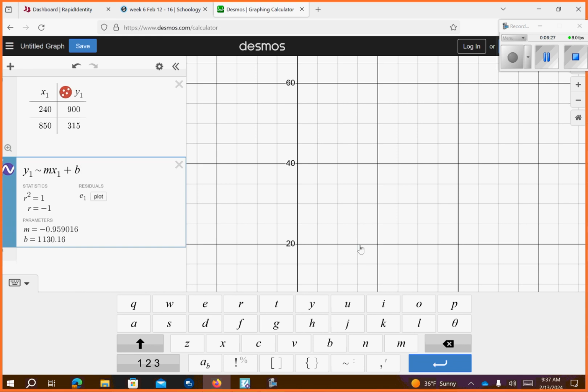If you look at number 4, they're coming up with... I put my values in right. 240, 900, 850, 315. I think their answer's wrong.